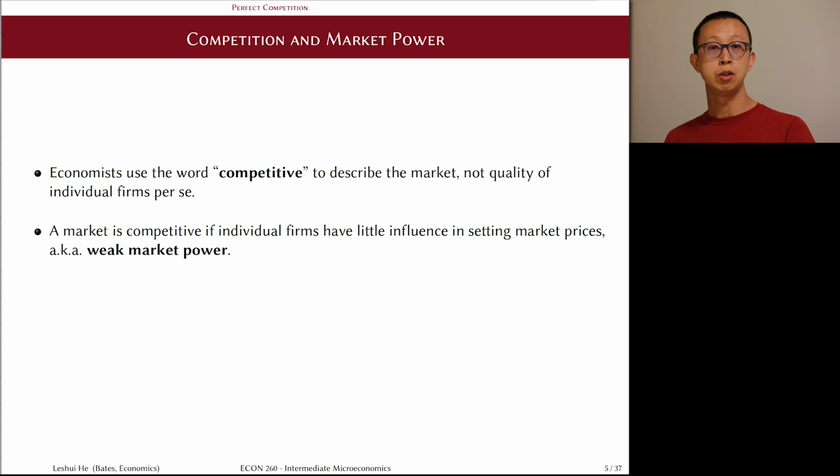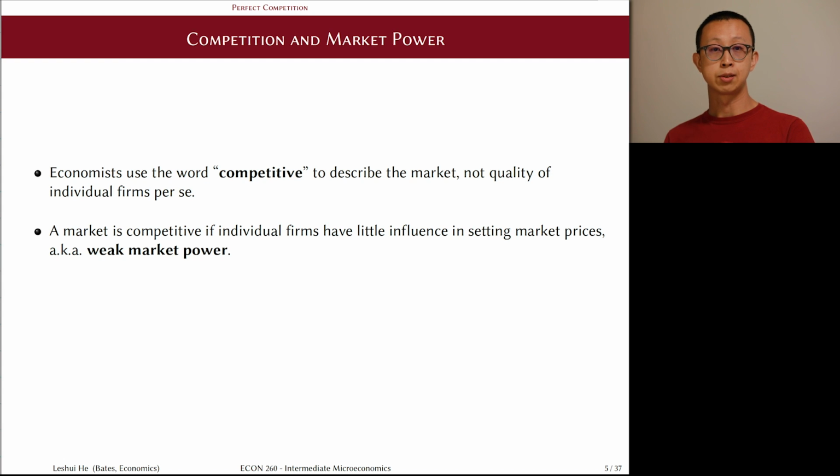Before we go on, I'd like to note that economists use the word competitive to mean two different things when they refer to the market versus the firm. Whenever we talk about the competitiveness of the market, we're simply describing the structure of the market. A market is more competitive if each individual firm in that market faces more competition, perhaps because all firms are relatively small, or no one has a distinct advantage in their product or in regulations. This is equivalent to saying that the firms in the market have weak market power.